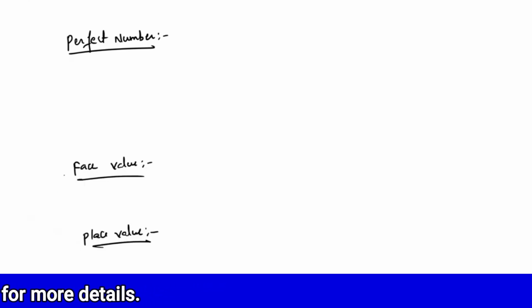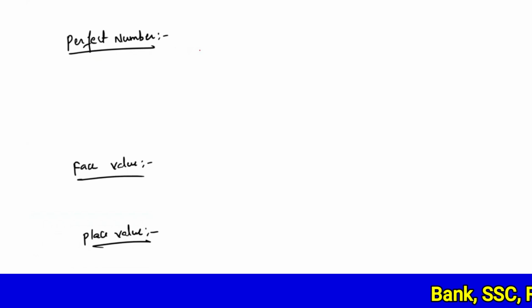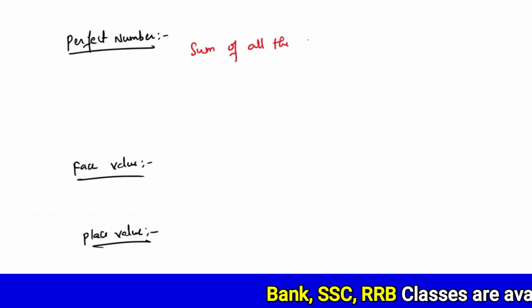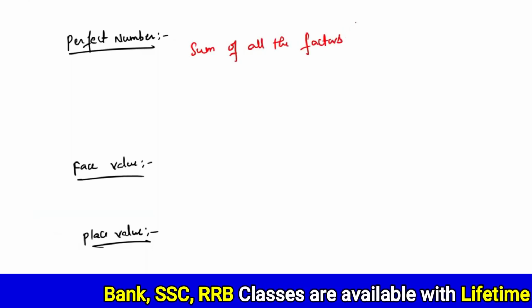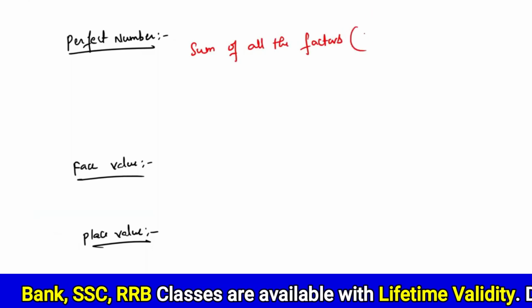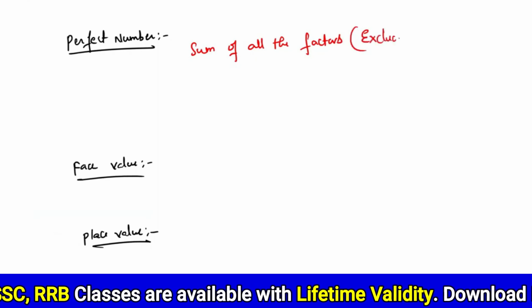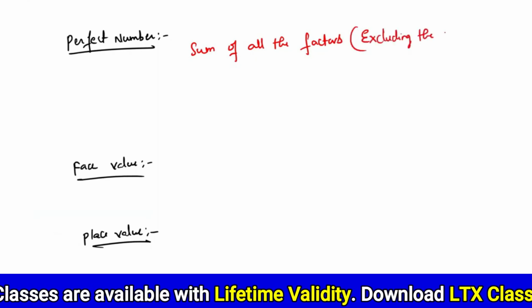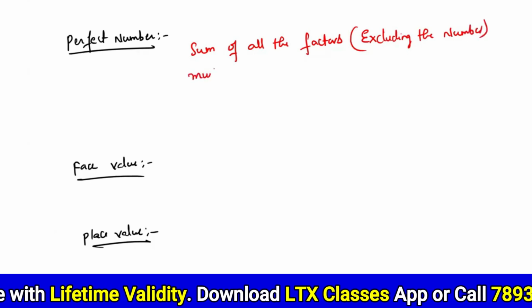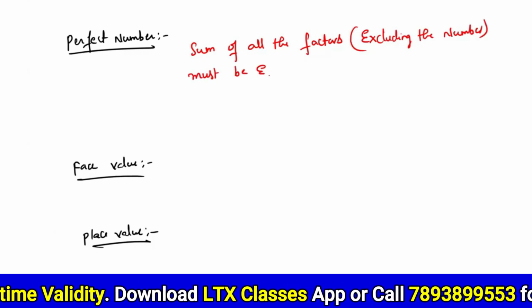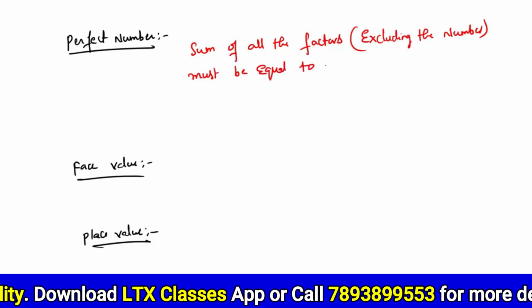So everyone please carefully understand the definition for a perfect number. Regarding a perfect number, the sum of all the factors, excluding the number, must be equal to the number itself.